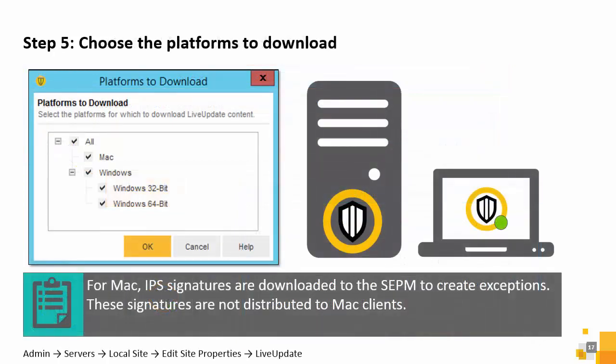If you have Windows 32-bit computers, select Windows 32-bit. For Windows 64-bit computers, select Windows 64-bit. For Windows 32 and 64-bit, select Windows 32-bit and 64-bit. For Mac, select Mac. For Windows 32 and 64-bit and Mac, select all. Note that for Mac, IPS signatures are downloaded to the SEPM to create exceptions. These signatures are not distributed to Mac clients.